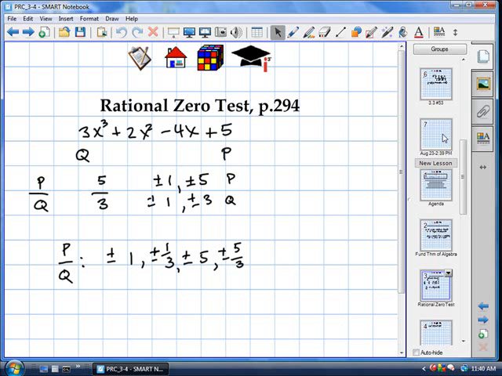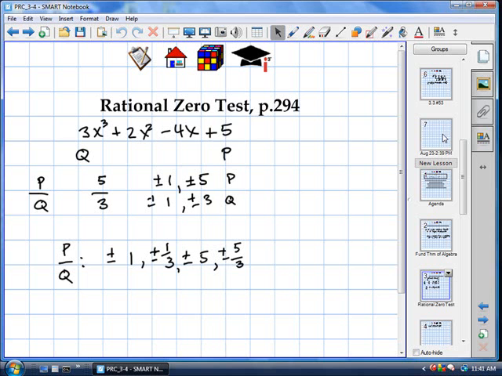1, right? And then you got plus or minus 1 over 3, plus or minus 5 over 1, and plus or minus 5 over 3. So it's like all the possible p factors over all the possible q factors. Now, what this means is, in this particular polynomial, if I was trying to find factors of it, the only numbers I should really consider are these.